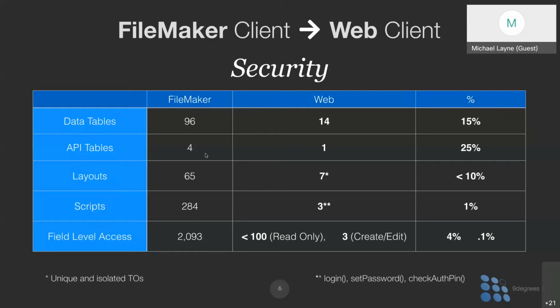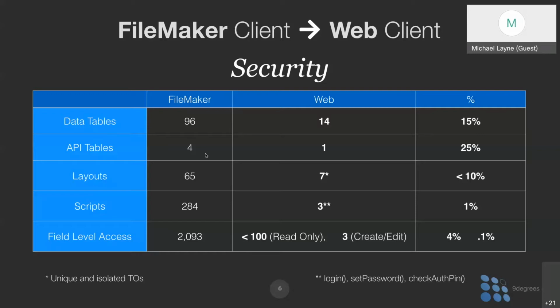So field level access is the big kicker. Of all those fields we have in the entire FileMaker solution, less than 100 are read-only, and there are only 3 that are allowed to edit and create, and that's just to add activities to this web application.